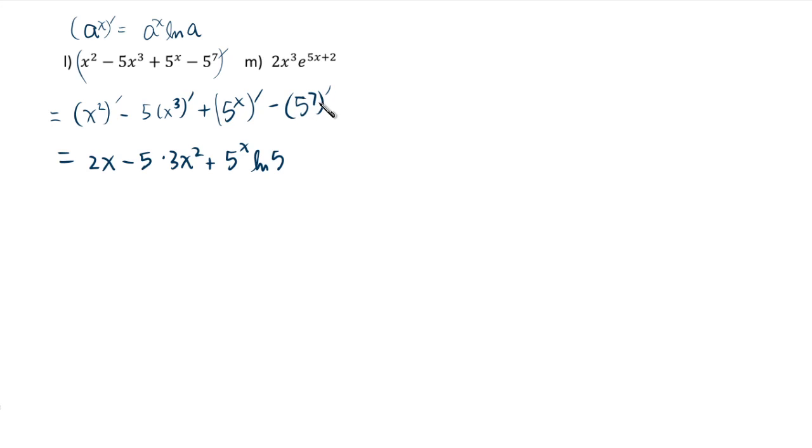Any constant, if you differentiate, you get 0. So don't be fooled by how it looks. It's not a function of x because it doesn't have any x. If it doesn't have any x, that means it's a constant, and constant differentiates to 0. So that's it. Now let's try this one. If you differentiate this, 2x cubed e to the 5x plus 2 prime. This is a product of 2x cubed and e to the 5x plus 2. So I can use the product rule to differentiate it.